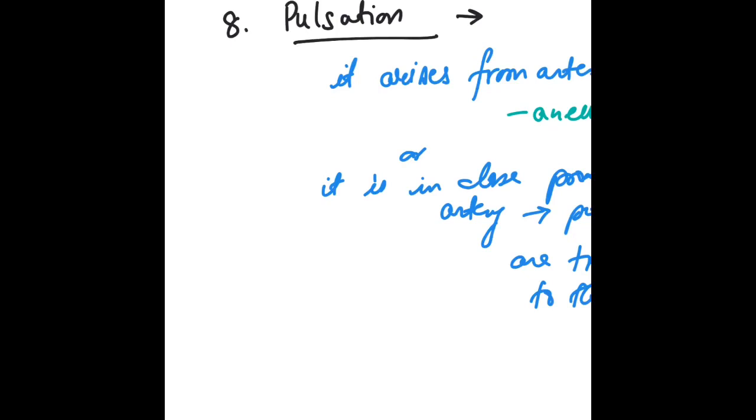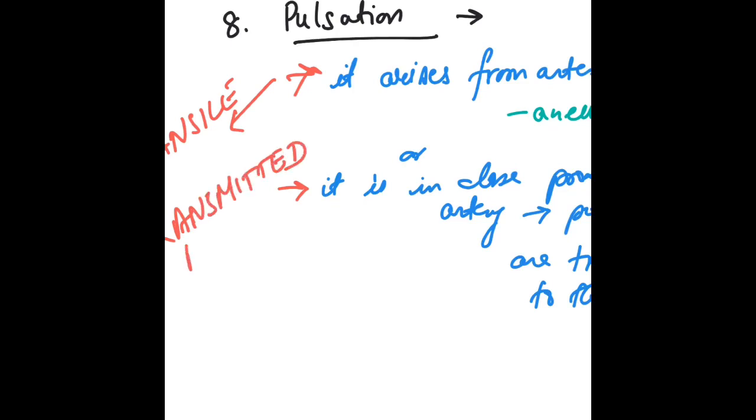Now, even here, the type of pulsation felt will be different in case of this and in case of this. When the swelling is arising from an artery, the pulsation felt will be that of an expansile type. And the pulsation felt due to a swelling being in close proximity to an artery, that's known as transmitted pulsation. Now, difference between the two you can do better when you palpate the swelling. Okay, so I'll be discussing that detail when I'll be discussing palpation.